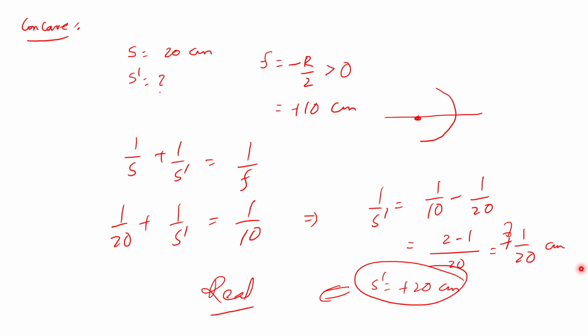And once you have the object and image distances, you can determine the magnification. Recall that we have derived a magnification equation, right? So the equation for magnification is m is related to s prime over s, right?